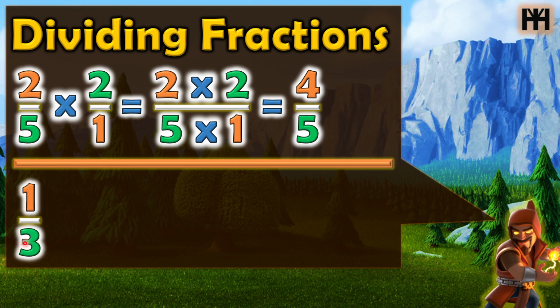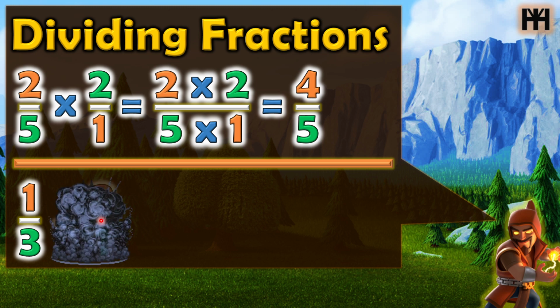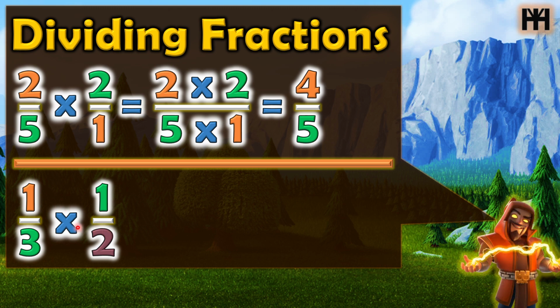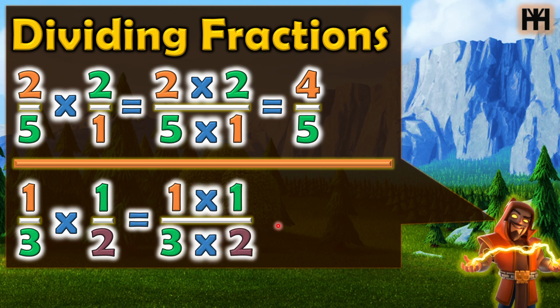Okay, let's see. 1 over 3 divide 2. You see, 2 is the same as 2 over 1. So what will we do? Flip. So it will be times 1 over 2. Just as he changed his stance, he is the same person, okay? So 1 times 1 over 3 times 2. So it will be 1 over 6. You see? Very easy.